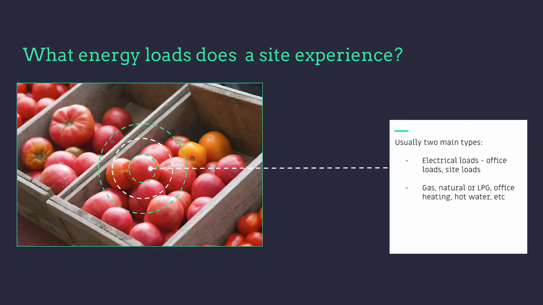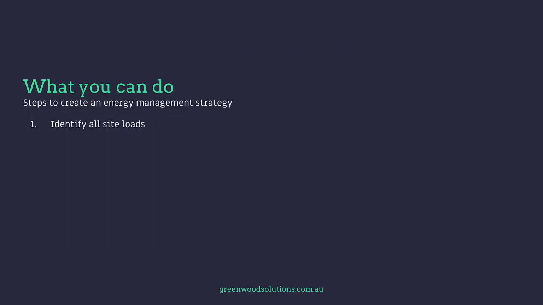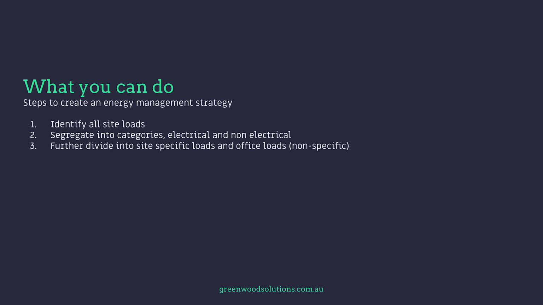So it's quite a simple approach, but it's something as a business owner you can do. What energy loads does a site experience? Usually two main types: electrical loads, office loads, site loads, and gas, natural or LPG, office heating, hot water, etc. So what steps are needed to create an energy management strategy? Well, the first thing is to identify all site loads, segregate into categories, electrical and non-electrical. Further divide into site-specific loads and office loads, non-specific.